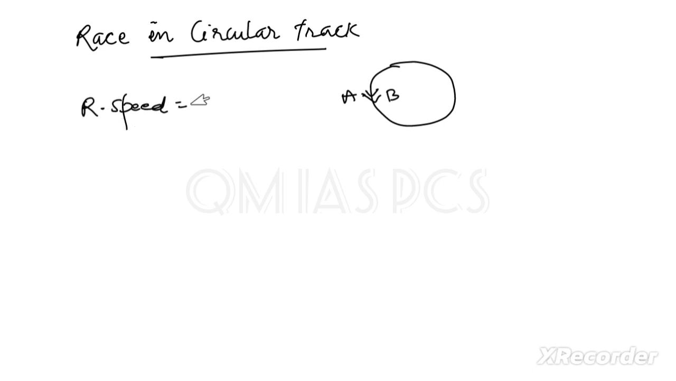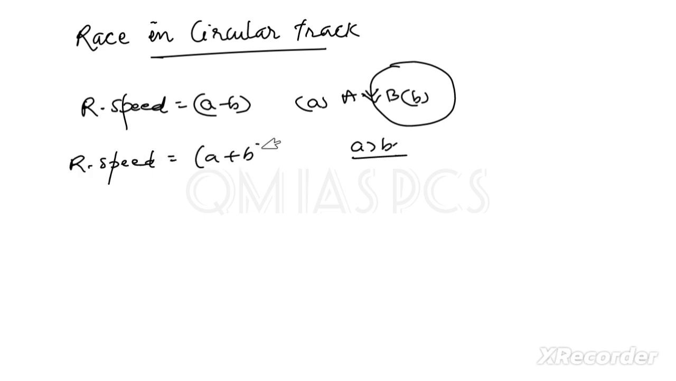Think, for A I am taking small a, for B I am taking small b, so the relative speed will be a minus b. I am considering that a is greater than b in that case. And when they move in opposite directions, the relative speed is a plus b.